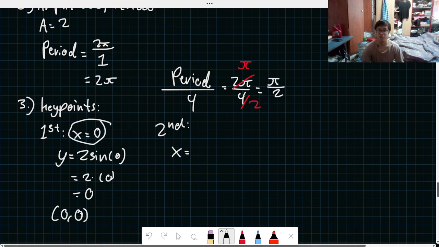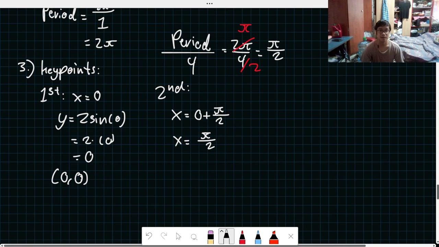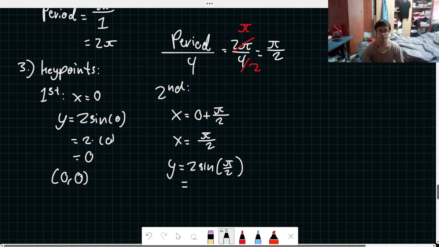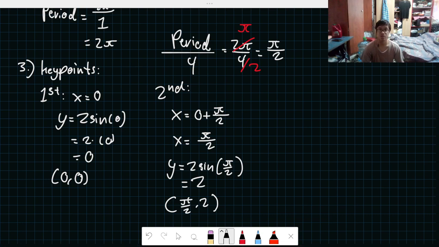So here we have 0. We will have 0 plus pi all over 2. And that's it. Okay? Your x would be pi all over 2. Now, what's next? You're going to substitute that x into the given sine function to find its output. So we will have 2 times sine of pi all over 2. Remember that sine of pi all over 2 is the same as sine of 90 degrees, and sine of 90 degrees is just 1. So we have 2 times 1, so the answer is 2. Hence, you have pi all over 2 and 2. That's for your second key point.